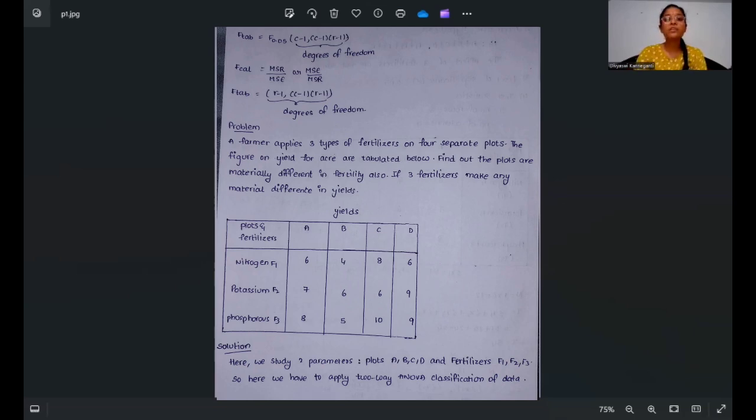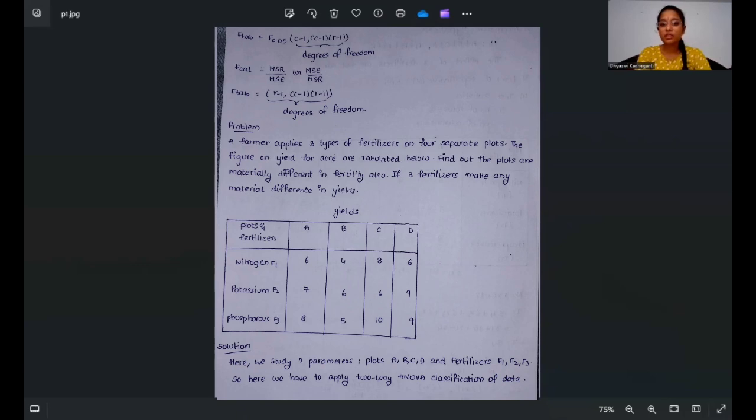Let's solve a problem. Here the problem given is: a farmer applies three types of fertilizers on four separate plots. As we can see here, they are given two-dimensional data, that is three types of fertilizers and four separate plots. So this is the ANOVA for two-dimensional data, or ANOVA two-way classification.